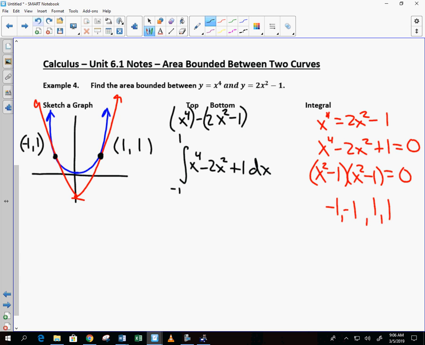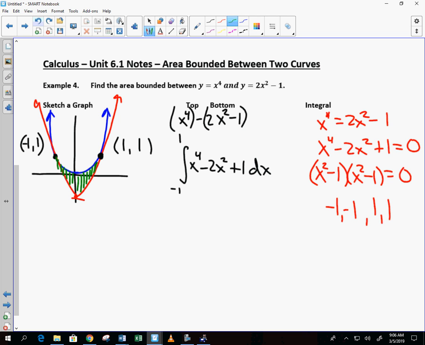Is everybody good? Because the red one is the 2x squared minus 1. We good? Here's the shortcut. Although my drawing doesn't depict it very well, do you guys agree that the area on the right-hand side should be the same as the area on the left-hand side? It should be. So therefore, I can rewrite this integral and make it easier on myself.